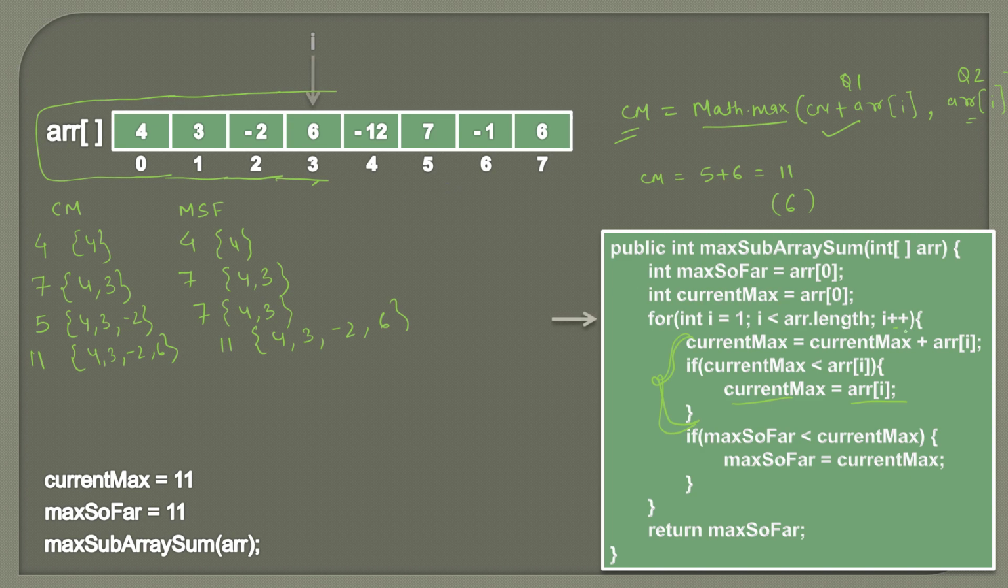We'll increment I, so I will now point to the 4th index. Here array of I is minus 12. So here we are simply adding to current max, which is 11. It will give us minus 1, so current max will become minus 1. And then this element will decide, can I start my own subarray? So it will compare its value, which is this part, with the current max, which is minus 1. So minus 1 is greater than minus 12, so this condition comes out to be false.